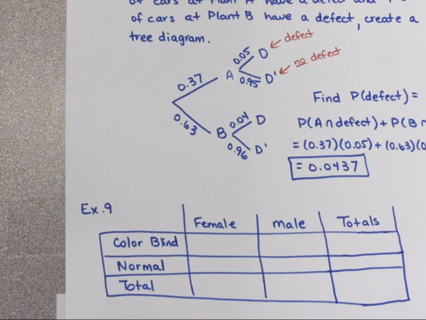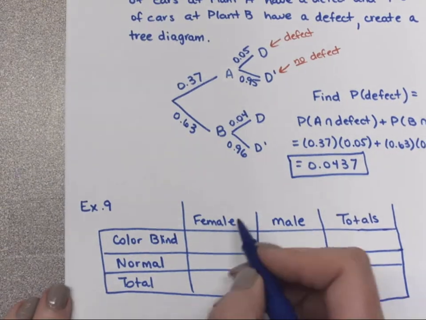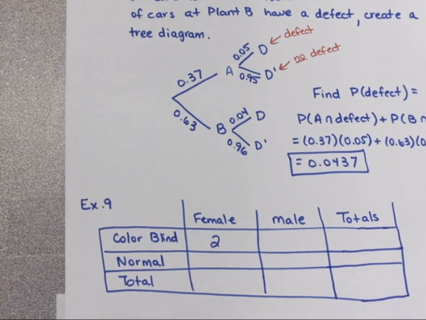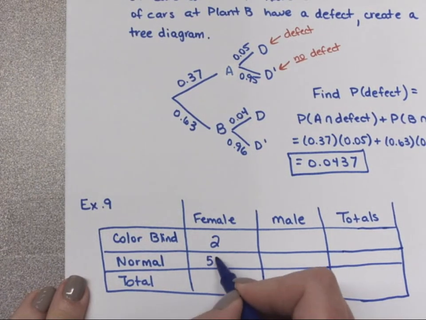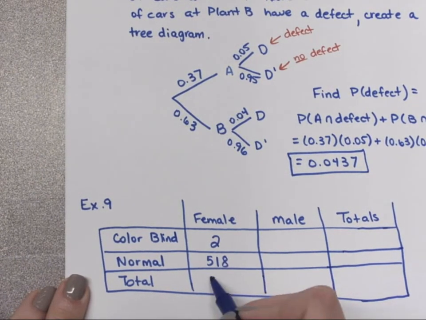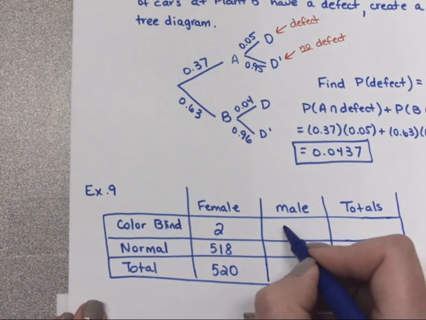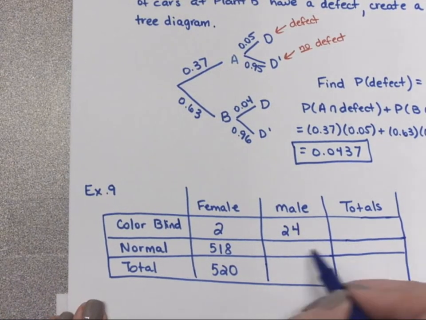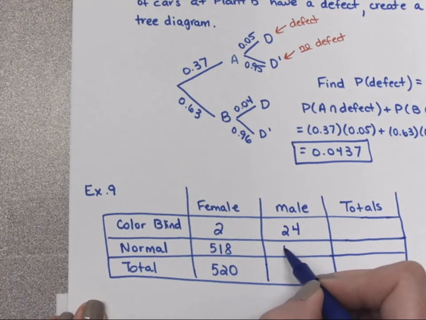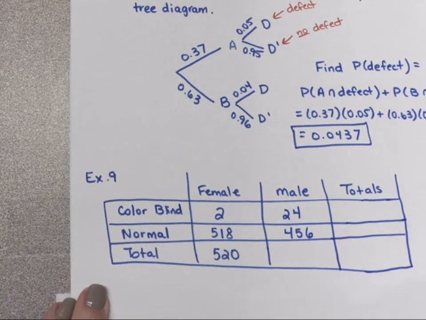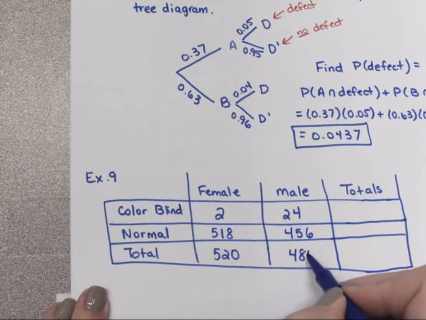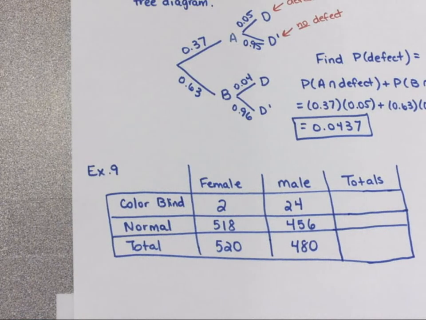All right, so let's say you're doing some sort of medical study, and you find that there are 2 females that are colorblind. 518 were not, for a total of 520 females in your study. 24 males were colorblind. 456 were not. If you add those up, there's 480 men in the study.